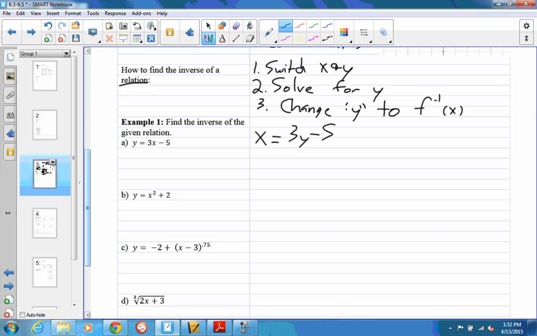Step 2, solve for y. We'll add 5 to both sides. That's x plus 5 equals 3y. Then divide by 3. And I'm not going to write y equals. Watch, I'm going to change this to inverse f of x equals, and I can write this as x plus 5 over 3. I can also rewrite that. This will come in handy.